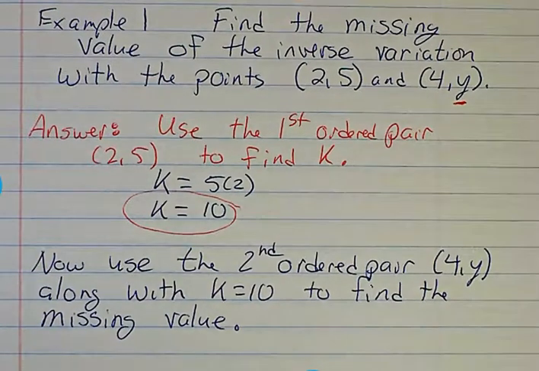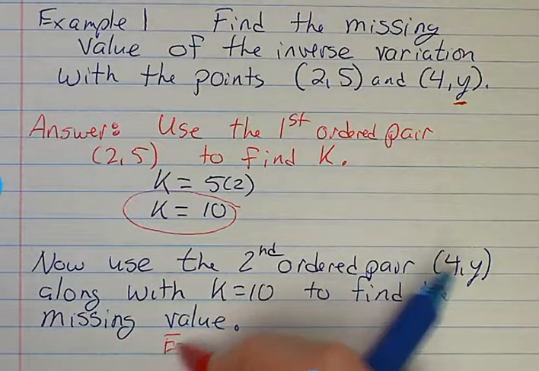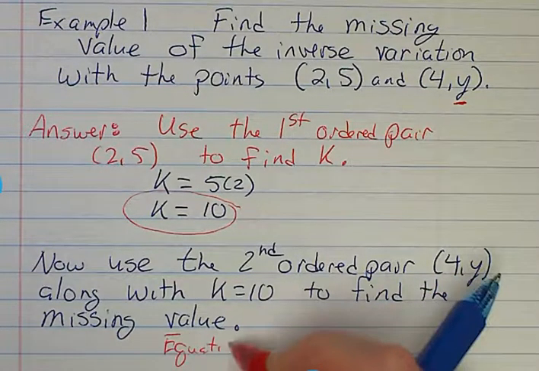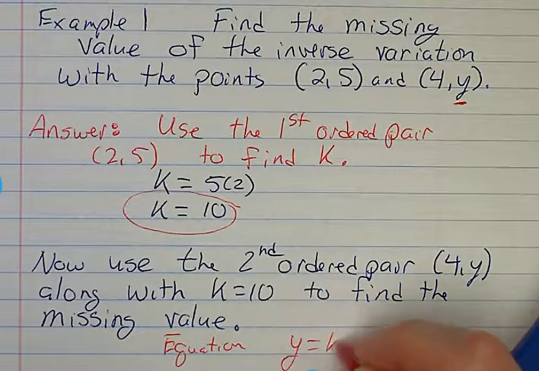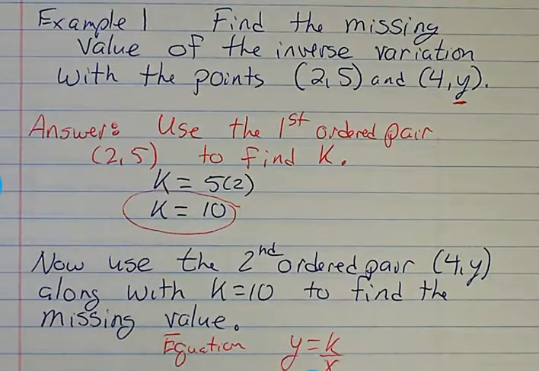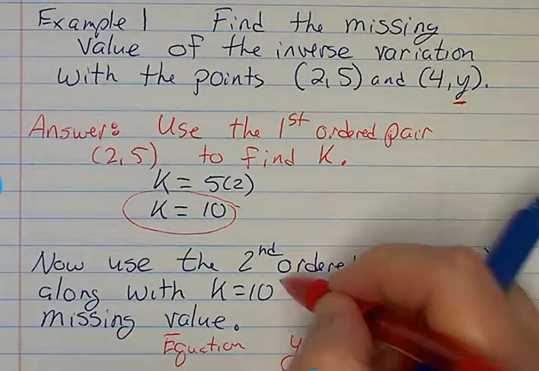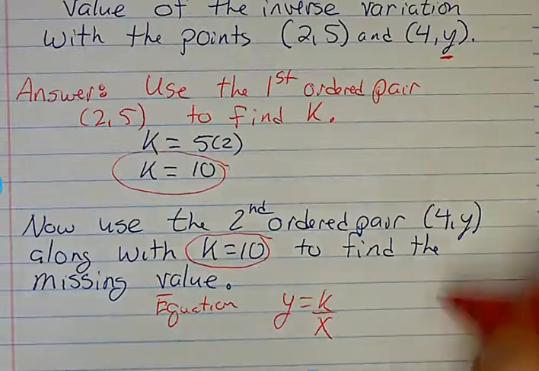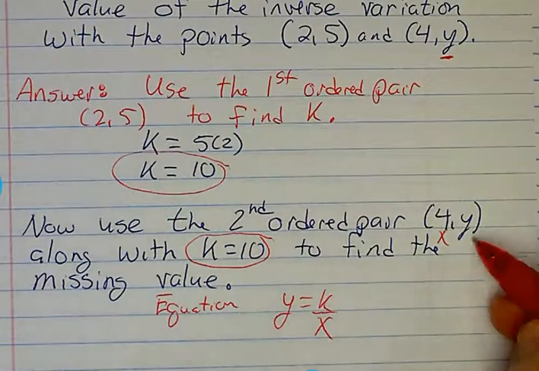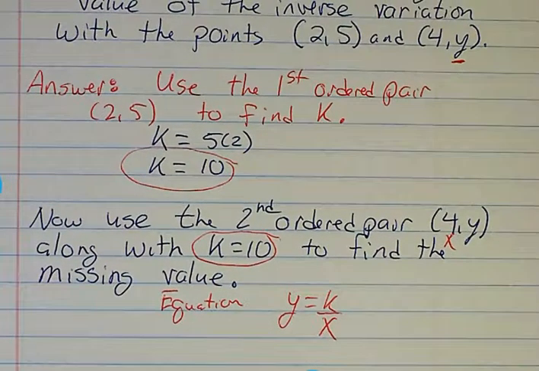And again, you're going to start with that same equation. The equation we're going to use, because it was inverse, was y equals k over x. And then you're going to plug in k equals 10. You're going to plug in 4 for the x, and y is y, so that's what we're going to plug in for that part.